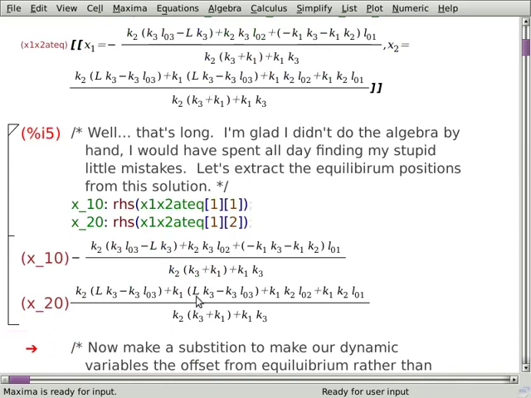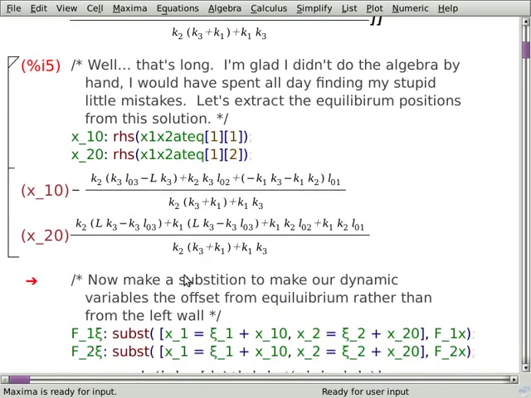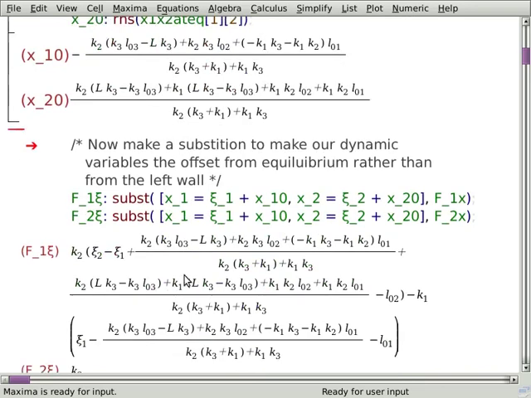And they're long, but whatever. And now I want to make substitutions of the dynamic variables. So the substitution I want to do is I'm going to define a new variable xi sub 1, which turns out I did it this way, and then later I realized that Taylor used xi for something else, so you're just going to have to cope.